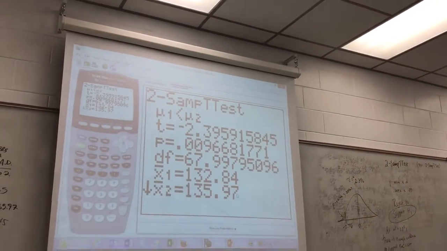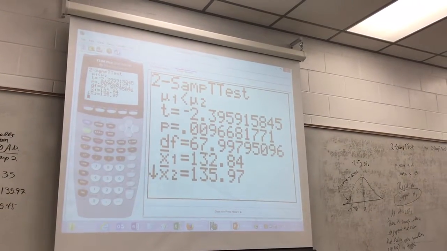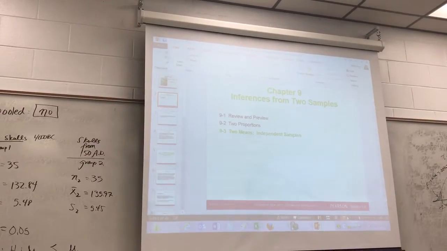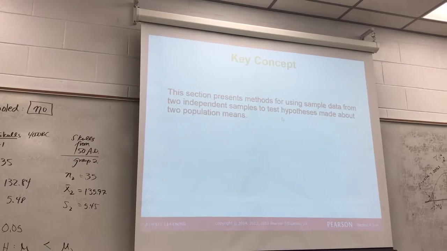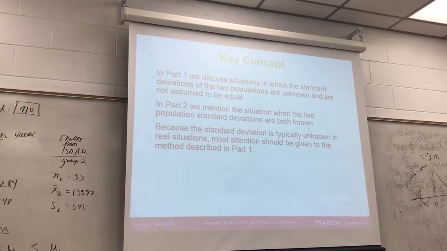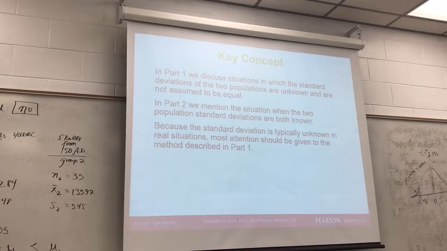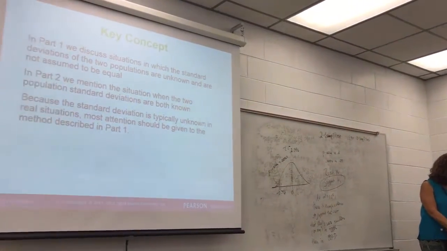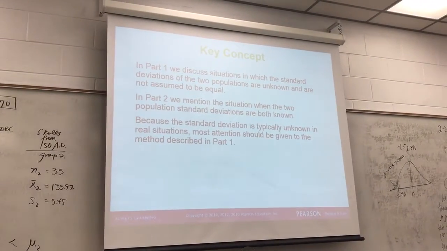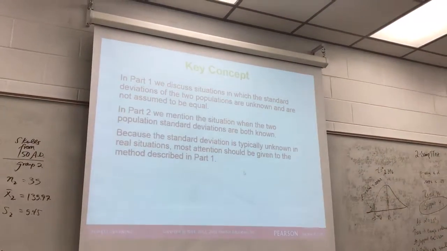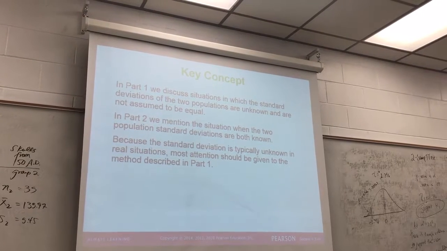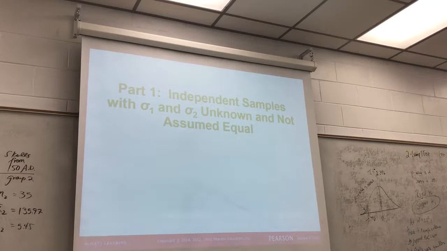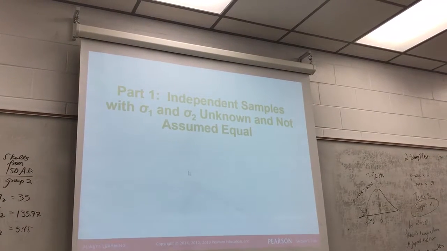Not too bad. So the PowerPoint's going to go into a little bit more detail. Alright, so they're going to say there are some situations where the standard deviations are unknown and not assumed to be equal as opposed to known. We're just going to do the first part where they're unknown and not assumed to be equal, so that we can use t-test and then no for pooled. So that's what we're doing.